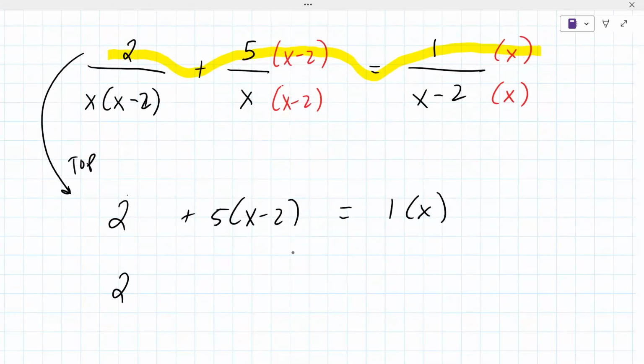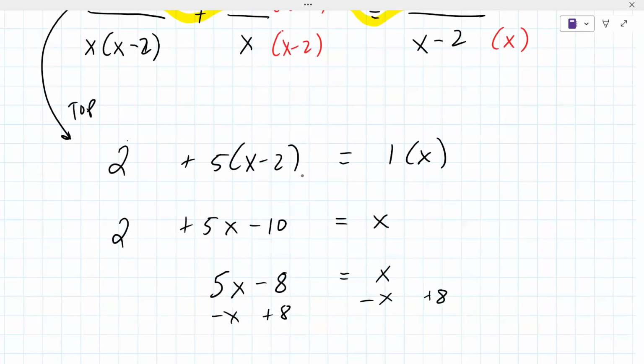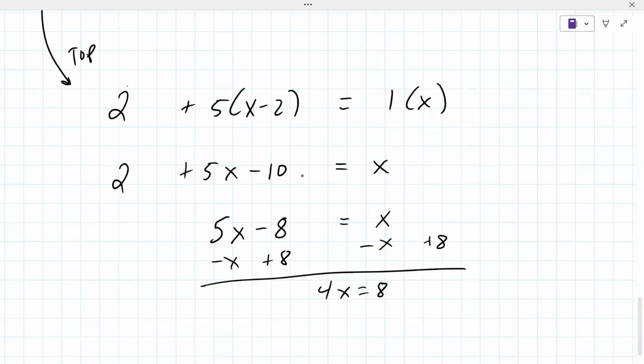So this is 2 plus 5x minus 10 equals x. So we got 5x minus 8 equals x. Subtract x, add 8, add 8. 4x equals 8, and x equals 2.